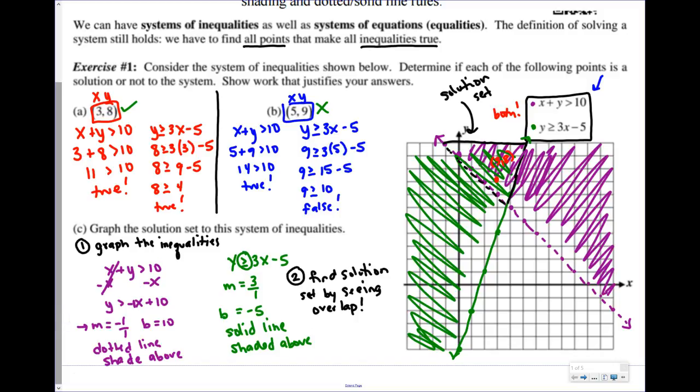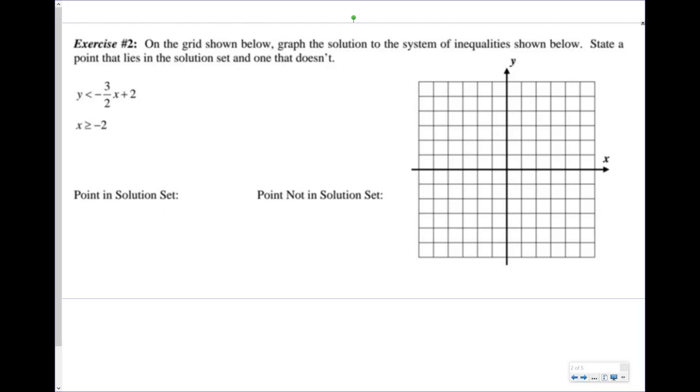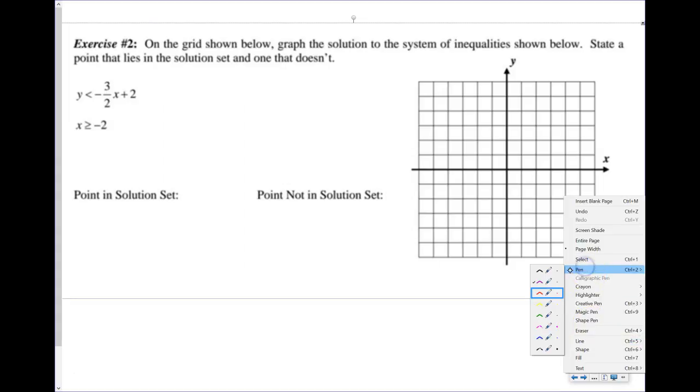Alright. Let's go on to the next exercise. Exercise 2. On the grid shown below, graph the solution to the system of inequalities. State a point, that's really important, that lies in the solution set, and state one that doesn't. So we're going to first solve this on the grid, and then name a point that's in the solution set and a point that's not in the solution set. If you want to try this on your own, please feel free.